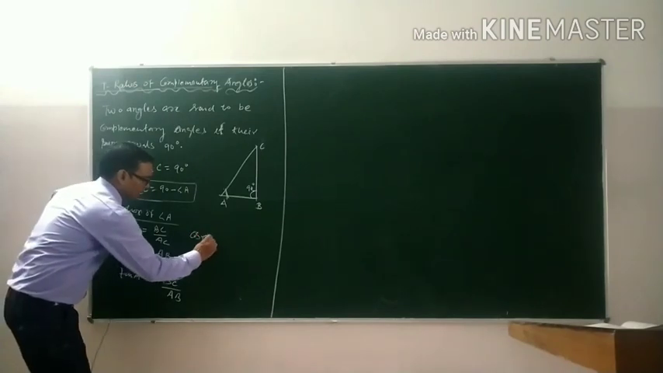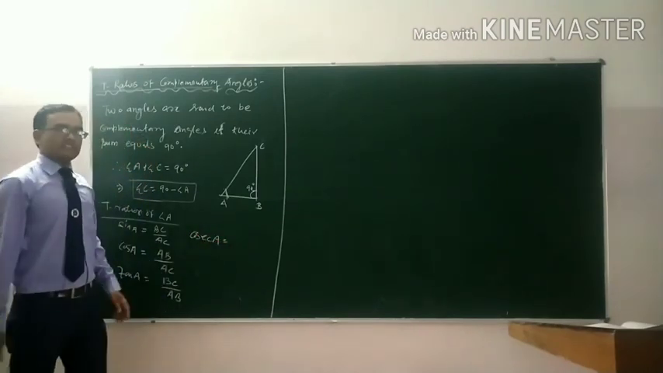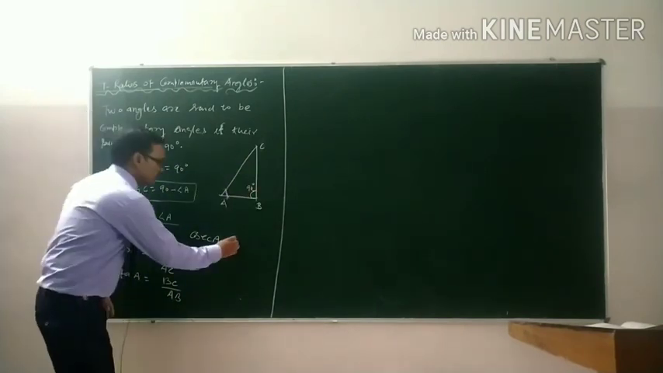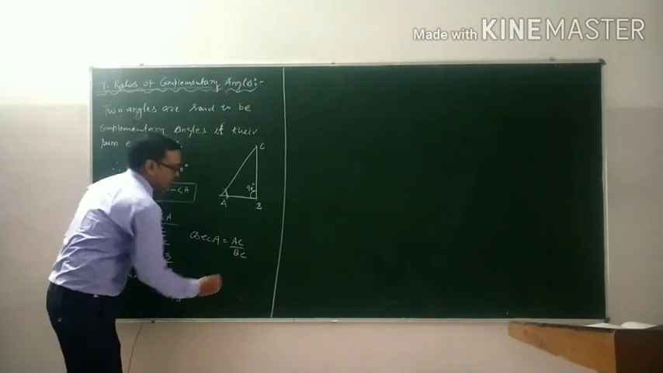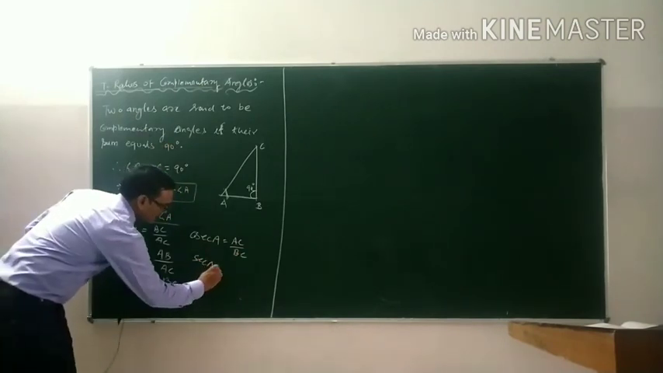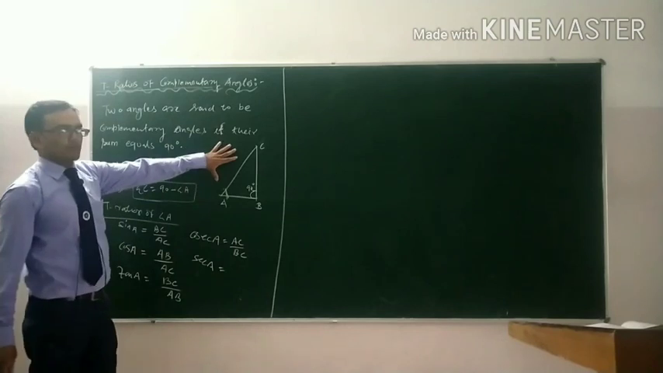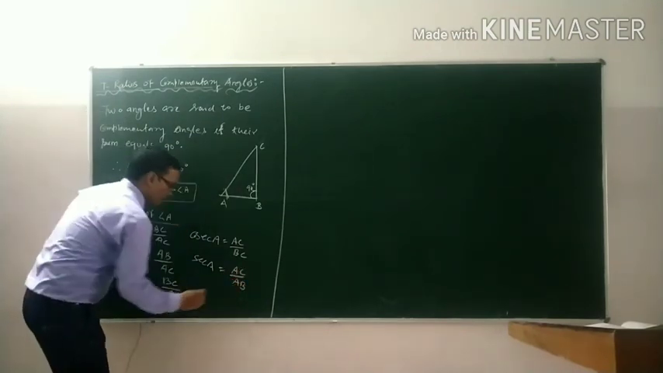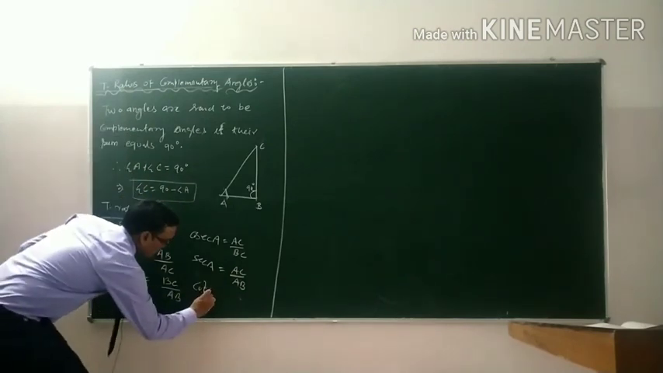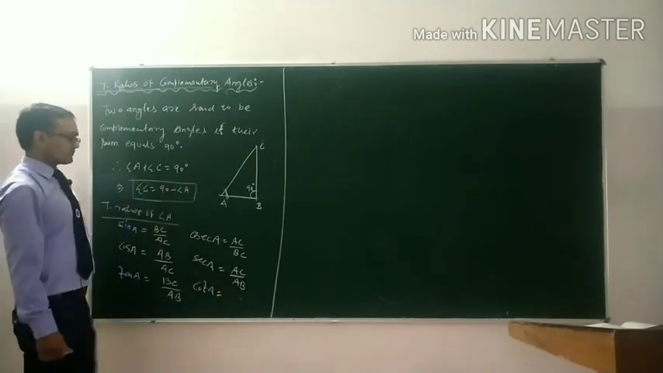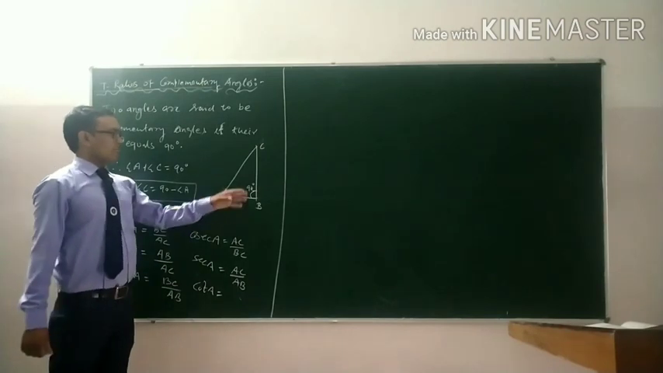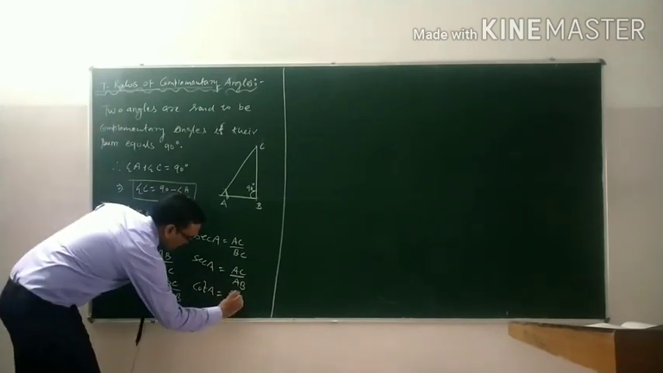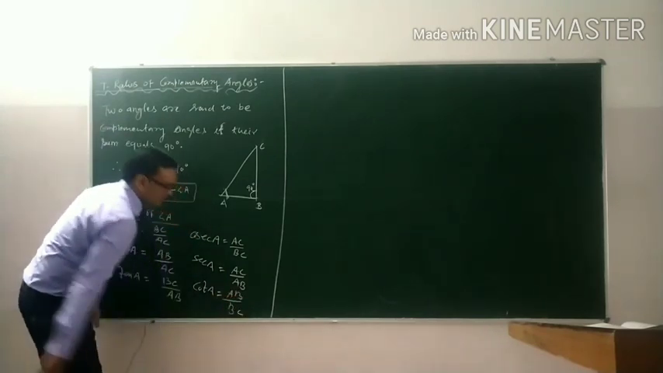Again we find the cosec A. Cosec A is hypotenuse upon perpendicular side, that means AC upon BC. Sec A equal to hypotenuse upon base, that means AC upon AB, and cot A equal to base upon perpendicular side. Base is the AB and perpendicular side is the BC.